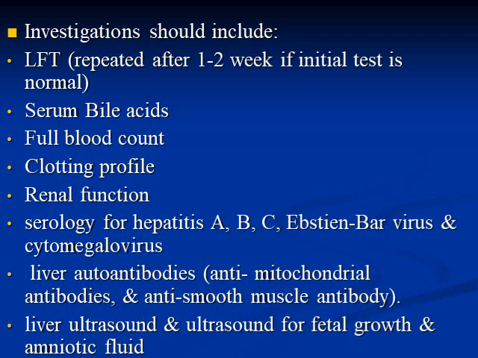A clotting profile: we said that the PT will be affected, so we have to go for the PT, PTT, and INR. Also, the renal function test should be done to exclude hemolytic uremic syndrome. Serology for hepatitis A, B, C, Epstein-Barr virus and cytomegalovirus, all these viruses can cause hepatitis. Liver autoantibodies like antimitochondrial antibody and anti-smooth muscle antibody are positive in cases of primary biliary cirrhosis. And liver ultrasound to exclude the presence of hepatomegaly or gallstones. Also ultrasound for fetal growth and amniotic fluid, because we said that some of these cases can affect the fetal well-being.